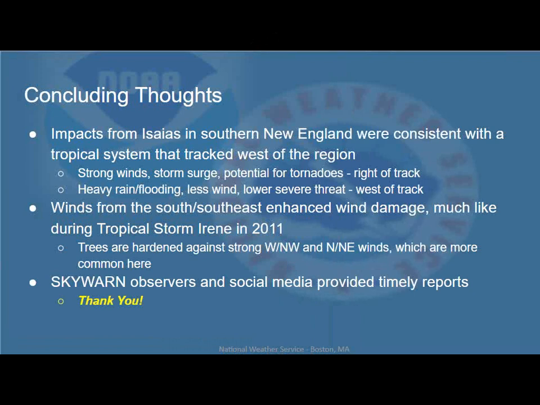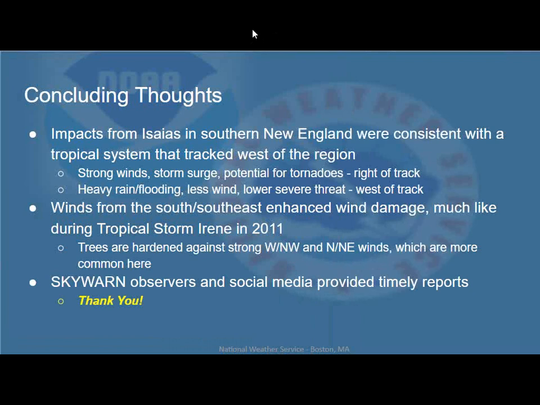And one other thing with these kinds of storms: the reason that we think we get so much tree damage is that the winds turn out of the south or southeast, and the trees in southern New England aren't really hardened. We don't typically see winds out of that direction, so they're not used to getting strong wind gusts. That's why even the healthier trees break, whereas they're typically used to stronger winds out of the west or northwest or even the north and northeast, which are a lot more common. So that's why we see such widespread tree damage with these systems: once those winds turn out of that direction, it causes a lot of havoc with those trees.